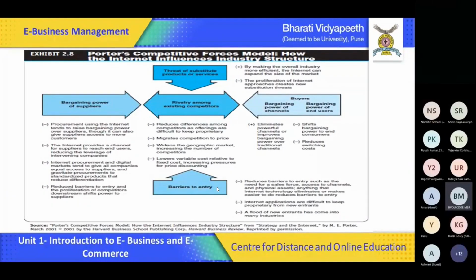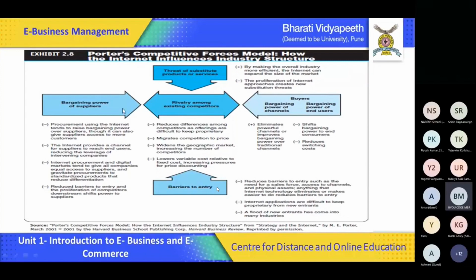All of us know that nowadays the bidding and everything is happening online. So suppliers will also get a lot of power, because if online is there, they will have access to all the buyers geographically. It will be worldwide, and he can supply his products. So definitely with the help of this model, the suppliers' bargaining power will be more. The internet will provide a channel for suppliers to reach the end users, reducing the leverage of intervening companies. So suppliers can reach the end users directly. They are not required to use any intermediary for it.